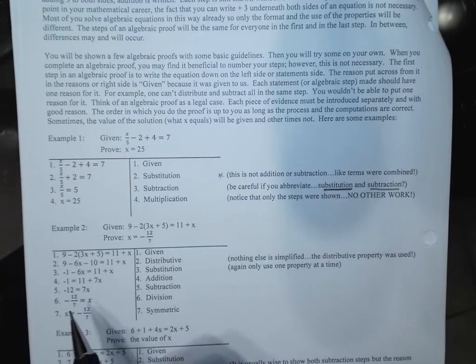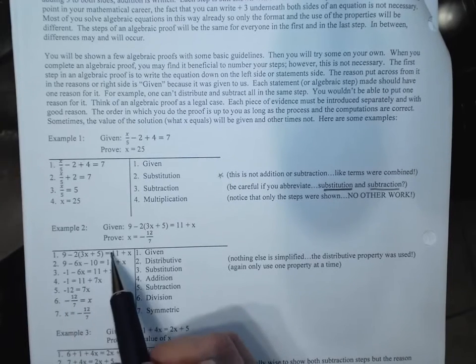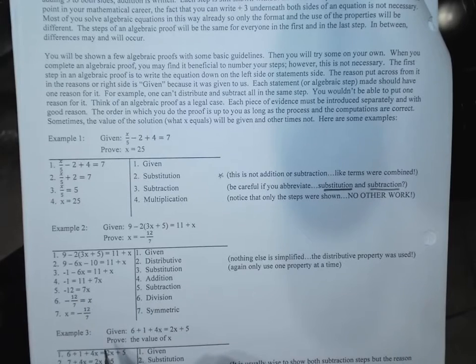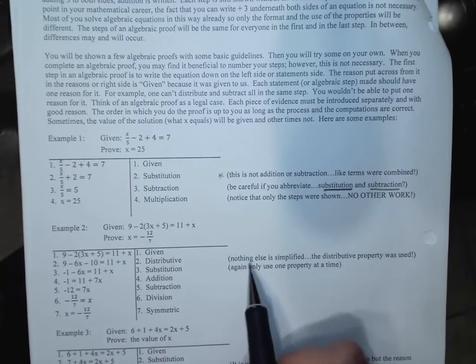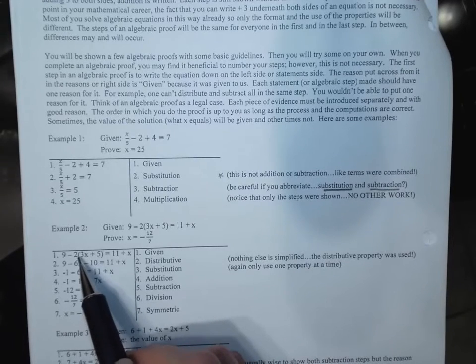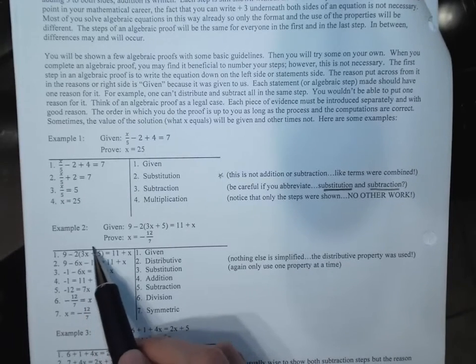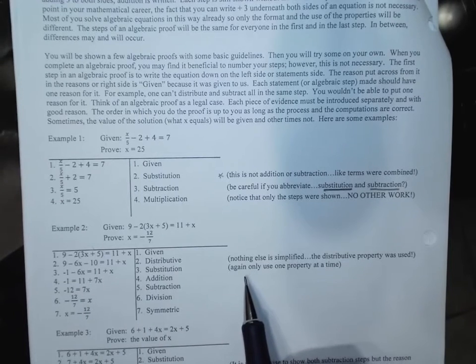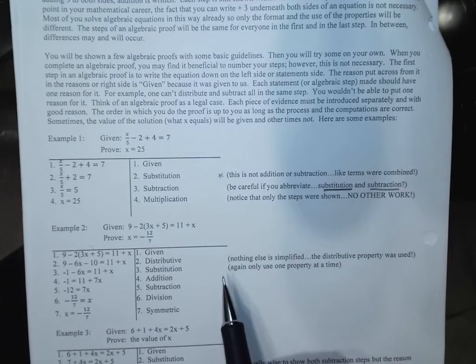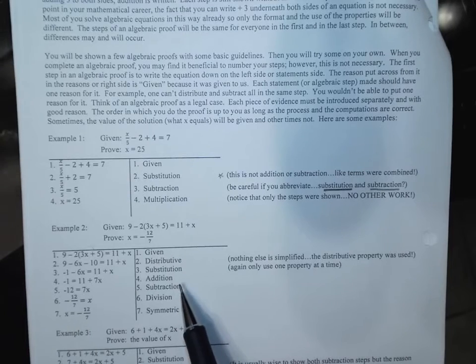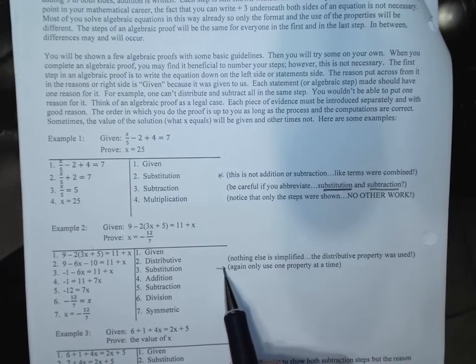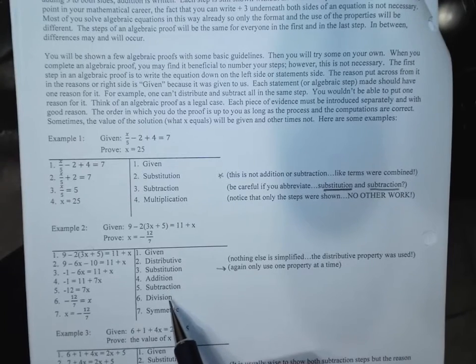In the next example, again, here's some examples step by step. Pay attention to it. It says nothing was simplified yet. On the first step, all they did was use the distributive property. Again, the most important thing to remember with proofs, well, you have to have a reason for every step you do, but also you can only use one property at a time. So notice they had to use all of these different steps because they were doing these different properties. They were substituting, adding, subtracting, dividing, and then finally using the symmetric property.